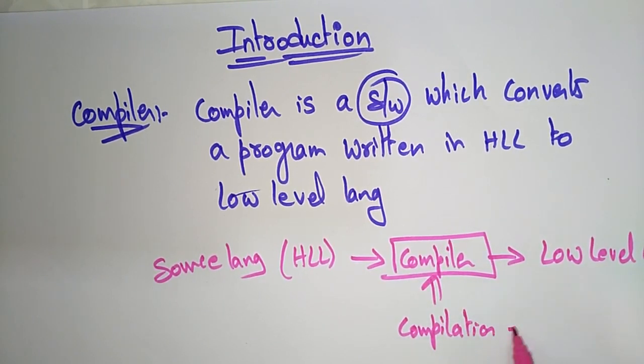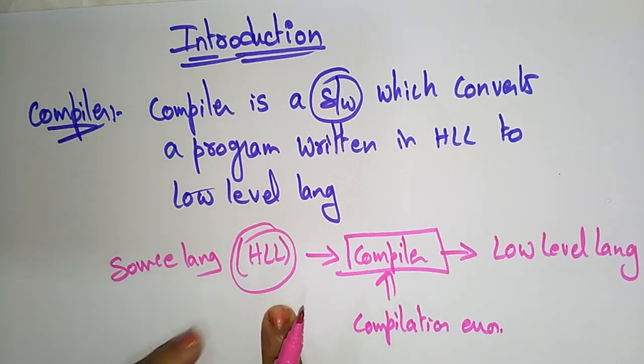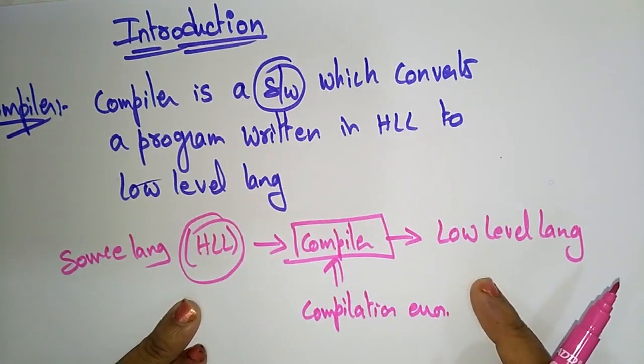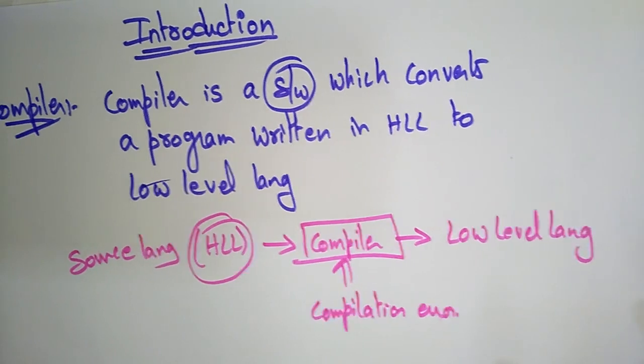Compilation error. So this is a compiler. A compiler is a software which is used to convert a program written in a high level language, an English-like language, meaning the Java program or C program, whatever programs you write using English alphabets, into low level language, nothing but assembly language or machine level language, which the system can understand, with the help of the compiler. So this is the basic definition of the compiler.